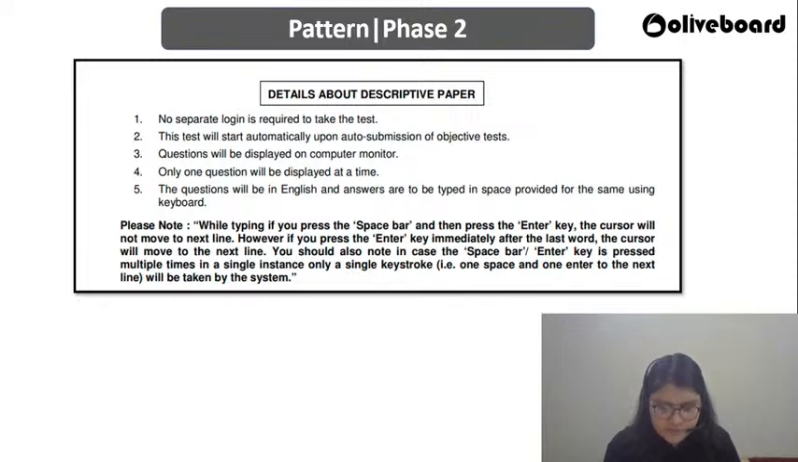Anything else which I have missed out here? Raman Kumar is asking, should we follow the same strategy followed in mocks? I think you are talking about the strategy that you have followed in the 10 mock tests you have given. If that is the case, Raman, then yes, you will have to follow that, because you have been practicing it.